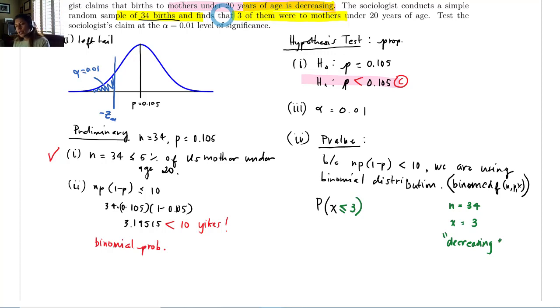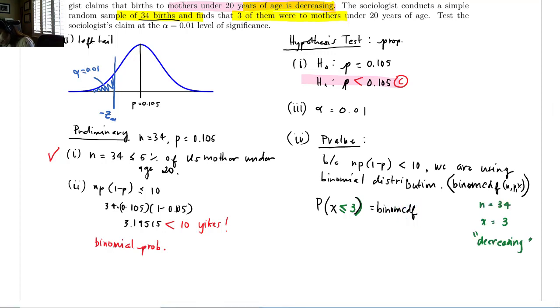So we're going to do a binom CDF to add up all those probabilities. This is nice because remember, binom CDF includes the endpoint. So we could go directly to setting it up. So we have binom CDF of NPX. Our N is 34, that's our sample size. It's 0.105, that's our population proportion, and then 3.